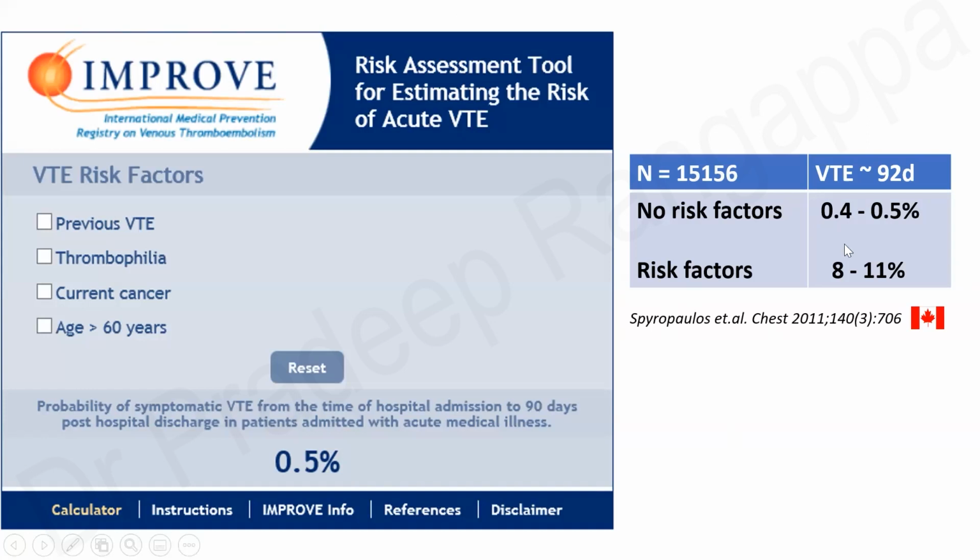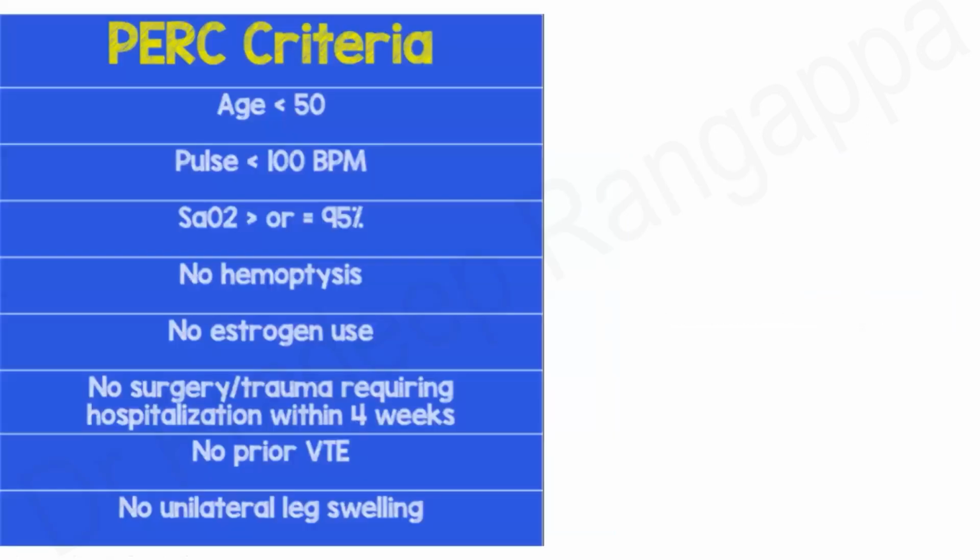As you see, if there are no risk factors, the risk of developing venous thromboembolism was 0.4 to 0.5%, as compared to the group which had risk factors, where the risk significantly increases to 8 to 11%. This clearly indicates it is imperative and important to identify patients who are at a high risk of developing venous thromboembolism, and they need to be put on anticoagulation so that the development of venous thromboembolism could be avoided. Then you have this PERC criteria.